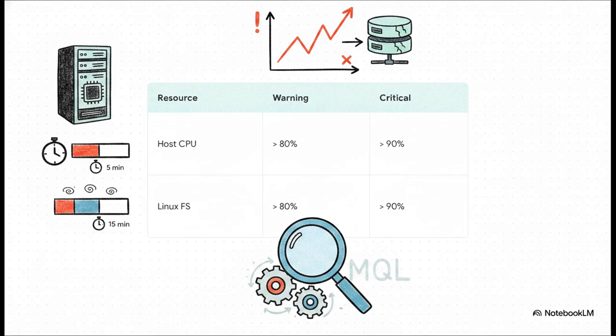We use the exact same logic for Linux file system utilization. Greater than 80 for warning, greater than 90 for critical. But notice it's evaluated over a 15-minute window. That's to account for temporary file spikes. This specific MQL syntax right here is exactly how you catch a runaway process before the server actually crashes.